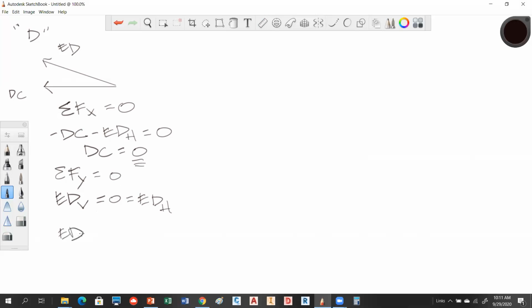ED is 0. Think about that. There's nothing happening out here. So technically that says we could just cut that off of the truss and it doesn't do anything, right? That should make sense. Good, that's good information. So now which joint would you go to?